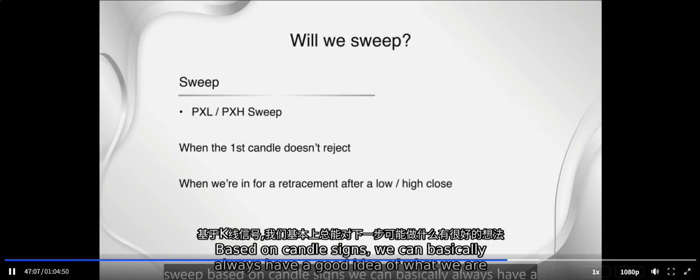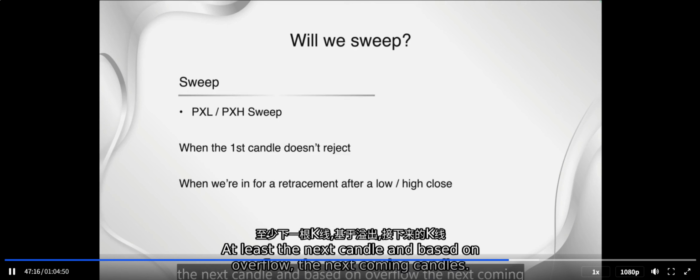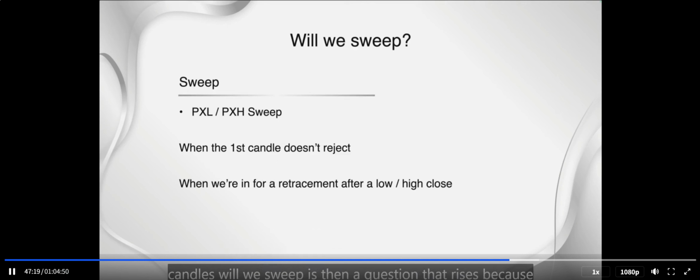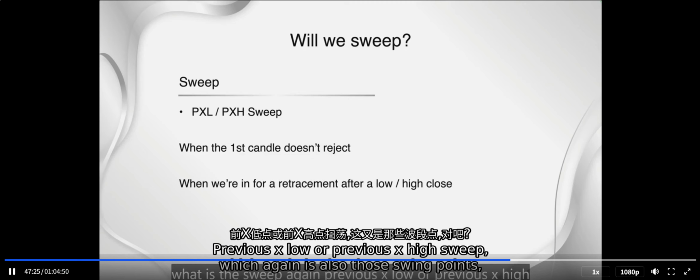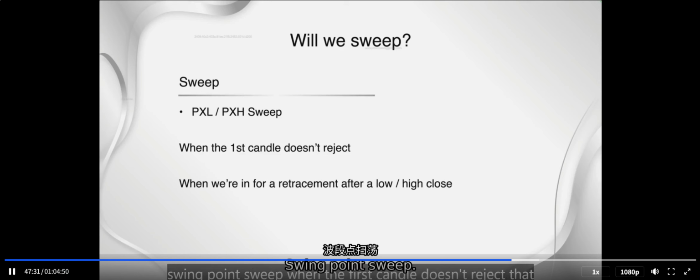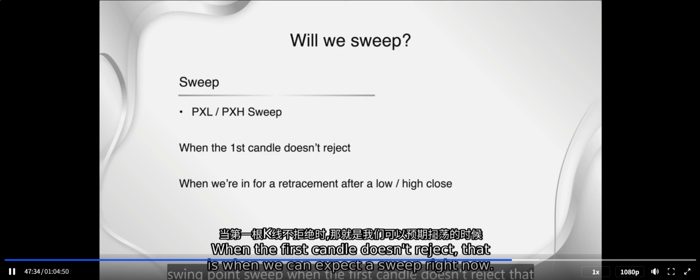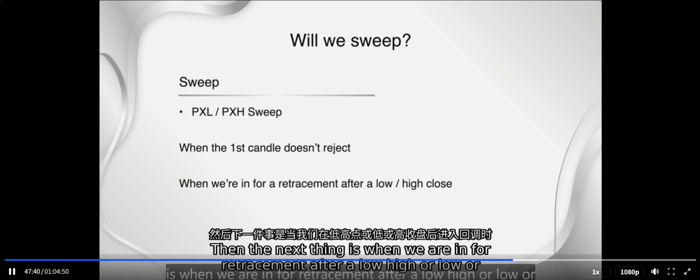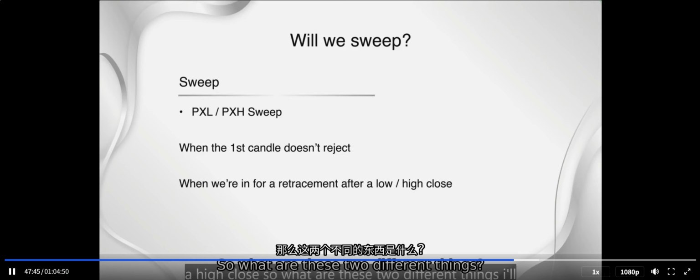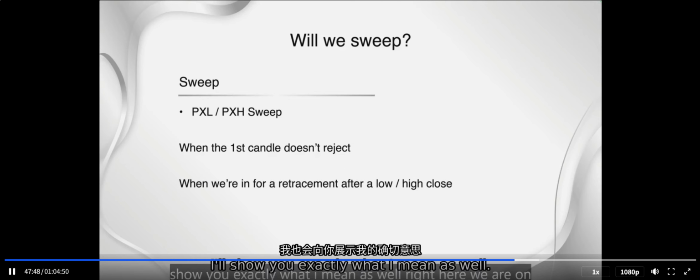Will we sweep? Based on candle signs, we can basically always have a good idea of what we are likely going to do next, at least the next candle, and based on order flow, the next coming candles. Will we sweep is then a question that arises. Because what is a sweep again? Previous X low or previous X high sweep, which again is also those swing points, right? Swing point sweep. When the first candle doesn't reject, that is when we can expect a sweep right now. Then the next thing is when we are in for retracement after a low close or a high close. So what are these 2 different things? I'll show you exactly what I mean as well.